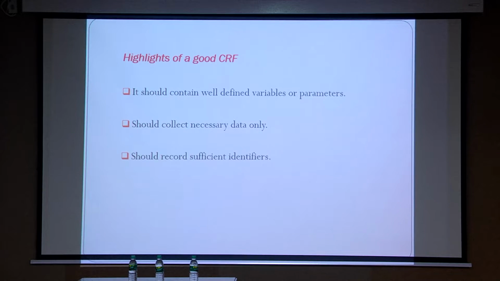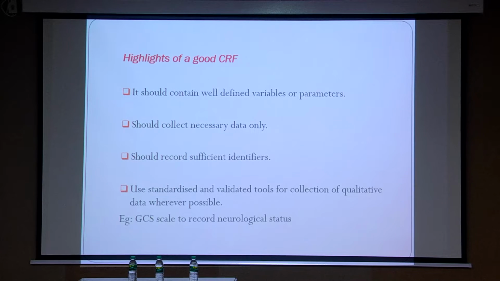Third, the case report form should record sufficient patient identifiers. And fourth, whenever qualitative data like grade of vomiting or grade of shivering is there, we should use standardized and validated scales. For example, if you are going to assess the neurological status of study subjects, the GCS scale, which is one of the most commonly used standardized scales, should be adopted.